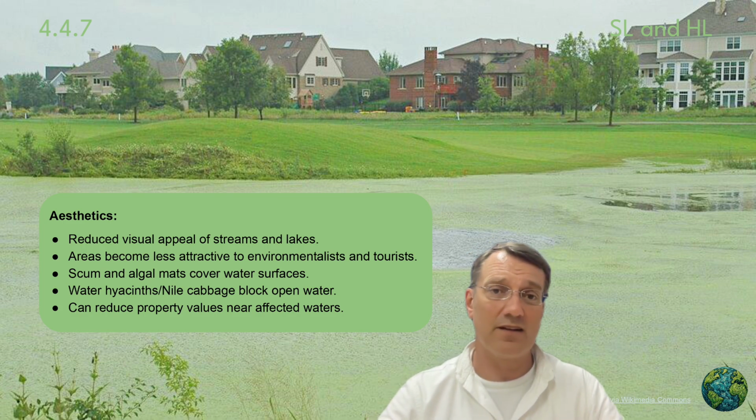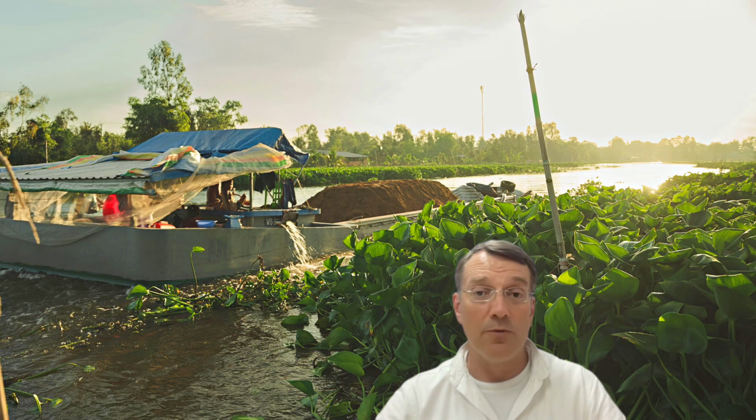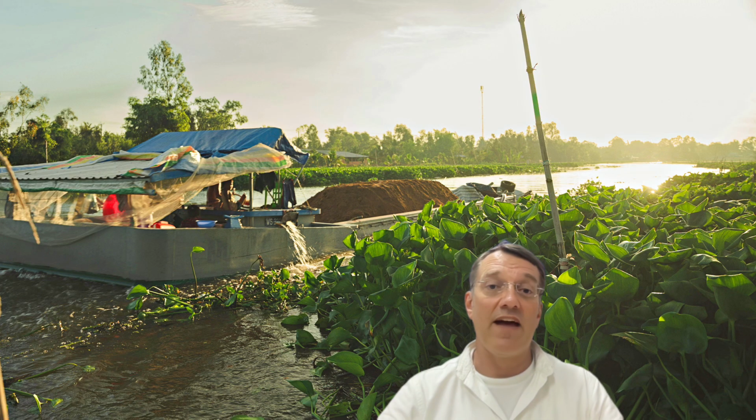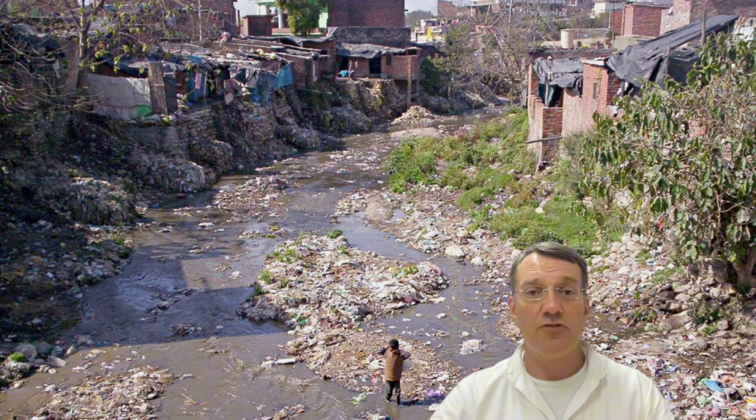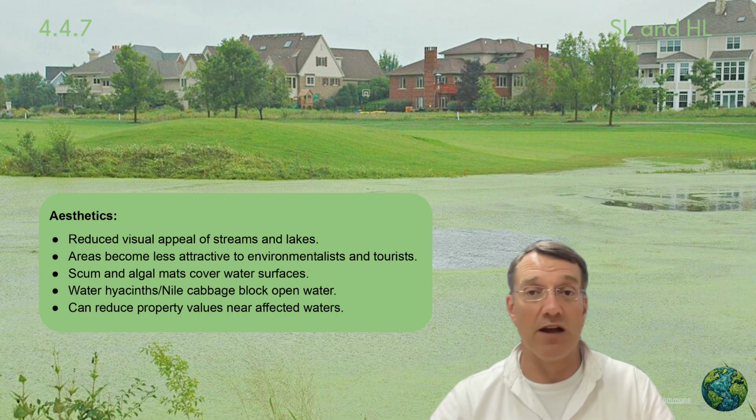Scum and algae mats covering water surfaces look and smell terrible, and it makes areas less attractive to both environmentalists and tourists. Water hyacinth and Nile cabbage, which are floating plants that thrive in nutrient-rich water, can completely block open water, and that transforms beautiful lakes into these plant-choked marshes. Studies have shown that this can even reduce property values near affected waters. People don't want to live next to or invest in properties that are near degraded waterways.